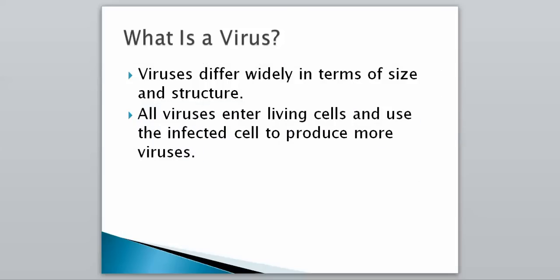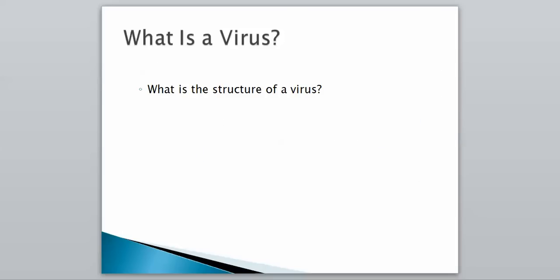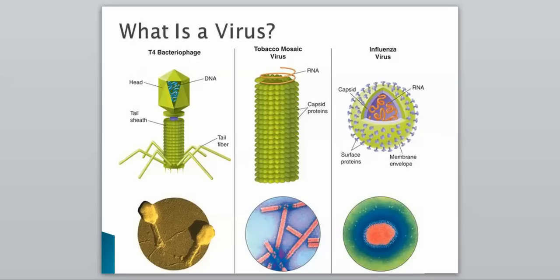We talked about how they can vary in structure, so now we're going to take a look at the structure of a virus. Here are some pictures of 3 different viruses and how different they actually look. This first one, a bacteriophage, we examined. Remember when we talked about transformation and DNA, this was the virus they used to figure out that DNA caused transformation to occur.